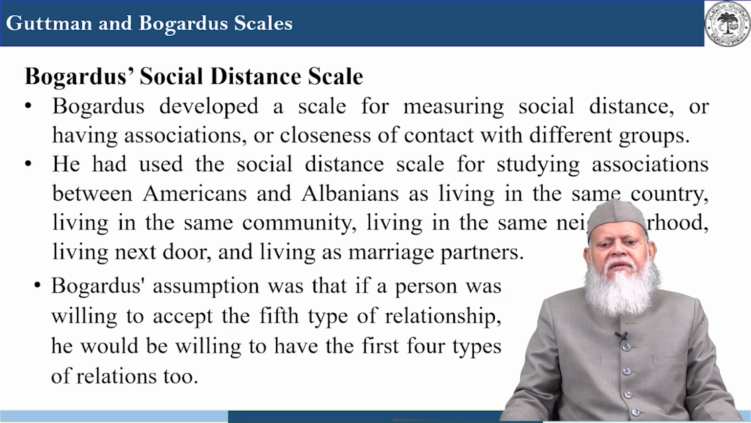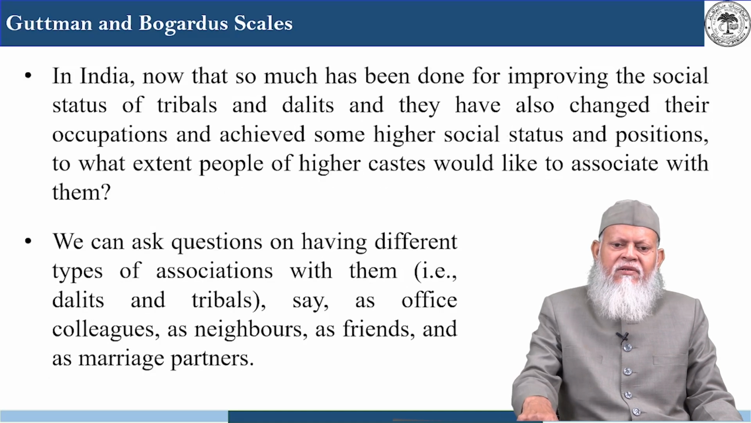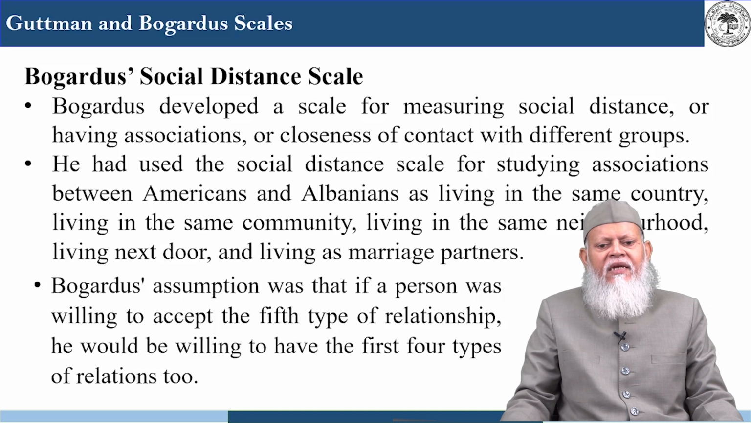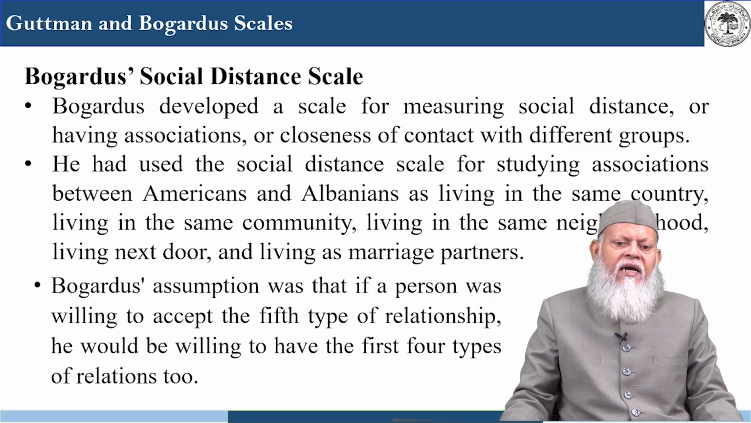Bogardus' assumption was that if a person was willing to accept the fifth type of relationship, he would be willing to have the first four types of relations too. Meaning that if Americans and Albanians are ready to live as marriage partners, then they are ready to live as next door neighbors also. They are ready to live in the same neighborhood also, ready to live in the same community also, and in the same country also.